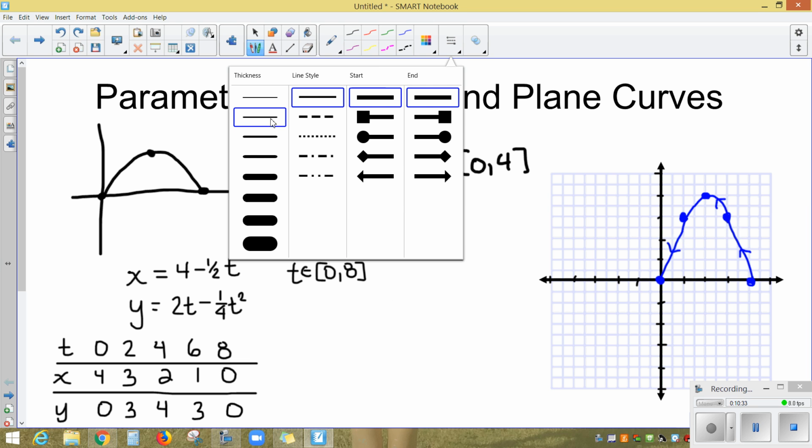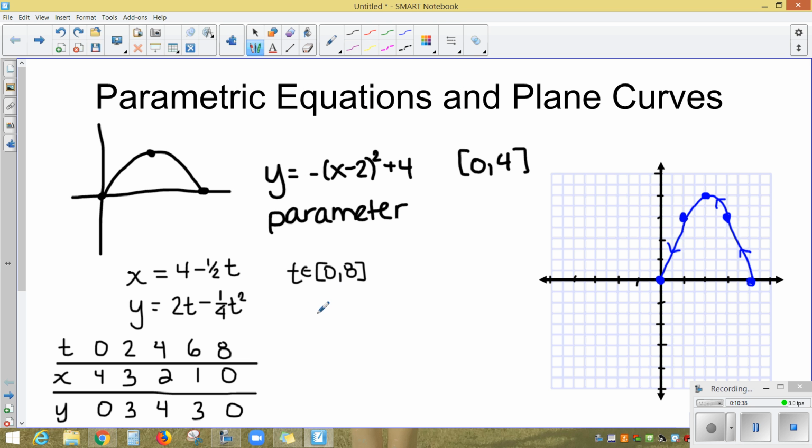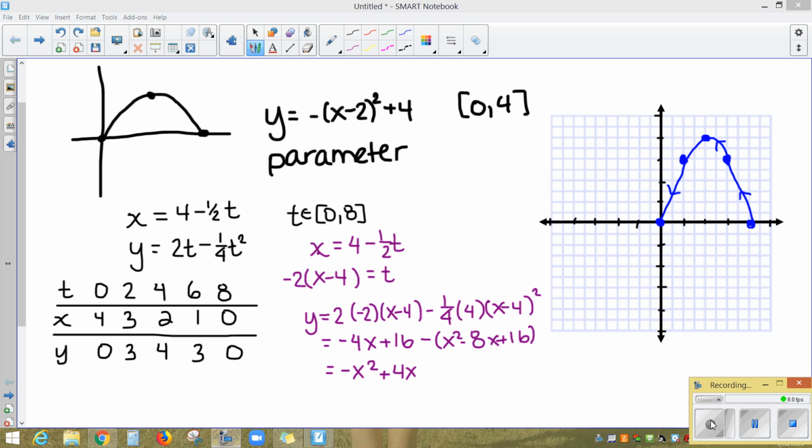Notice if we wanted to eliminate the parameter here, maybe I want a different color so I don't make a mess. Again, pretend I didn't know this. Go ahead and solve the top equation for t, because it would be a big mess to solve this one for t. So solve the top one for t, plug it in down here, clean up what you have, and see if it matches that. I'm going to pause. We solve for t, here we are. When we plug it in to y, and we FOIL and we distribute, we get this.